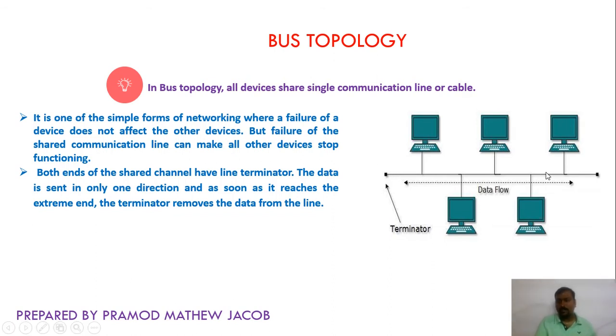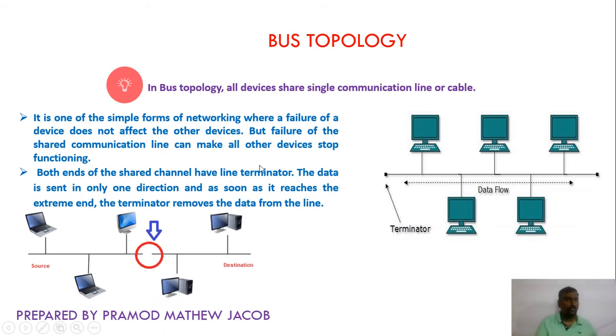and after passing through all these computers, it will reach the endpoint of this communication line, and the terminator will remove the data from that line. So that is the role of the terminator. After passing through all the systems connected to that particular bus, the terminator will receive that data and it will remove the data from the line.